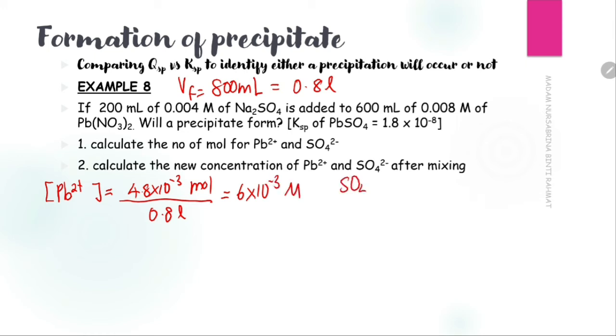Whereas for my sulfate ion, the new concentration should be 8 times 10 to the power of negative 4 mole divided by 0.8 liters. So you will get 1 times 10 to the power of negative 3 molar. So this is the new concentrations of both lead ion and sulfate ion. Now we're going to find out whether this mixture is going to form lead sulfate precipitate or not.